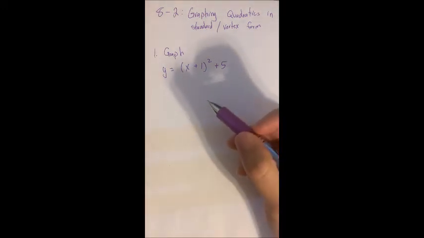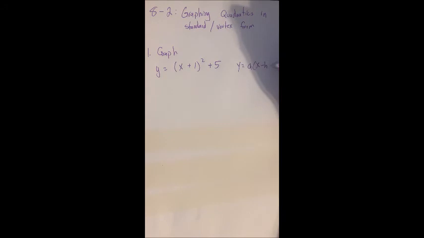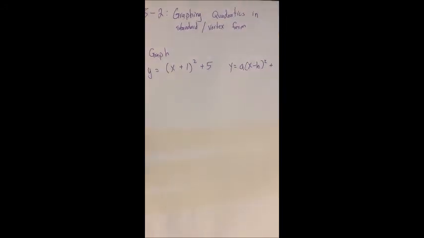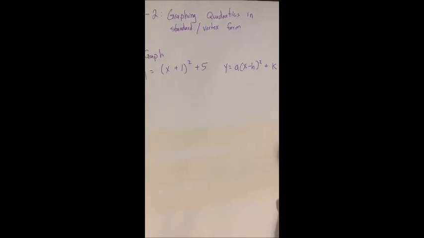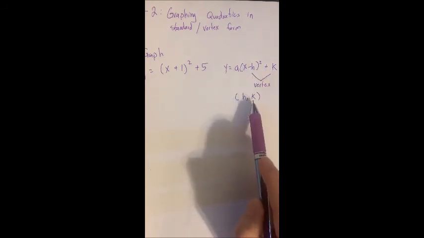So this is an equation in vertex form, and vertex form is in this form right here: y equals a(x minus h) squared plus k. These two numbers, h and k, are the vertex. So the vertex would be (h, k). Whatever numbers these two are, that's going to be the x coordinate and the y coordinate.